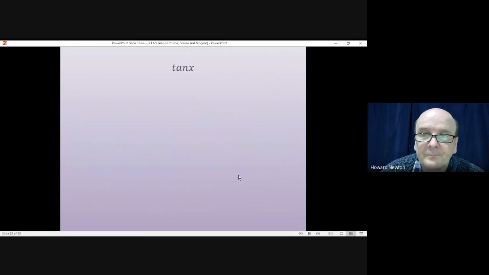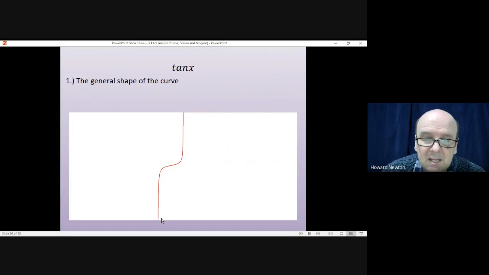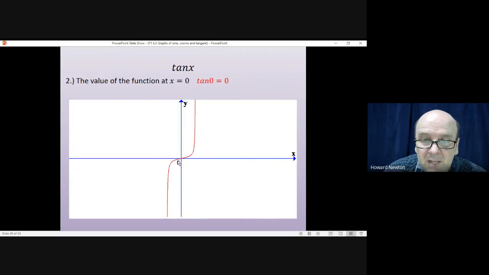Now, tan x is the odd one out. It does not have the same general shape as sine and cos. Its general shape is like that, where it goes up, and then you get a point of inflection, and it goes up again, and you have asymptotes at either end. It's the same as sine: the sine of 0 is 0, and the tangent of 0 is also 0. What that means is when I draw the axes here, then where x is 0, y is 0.